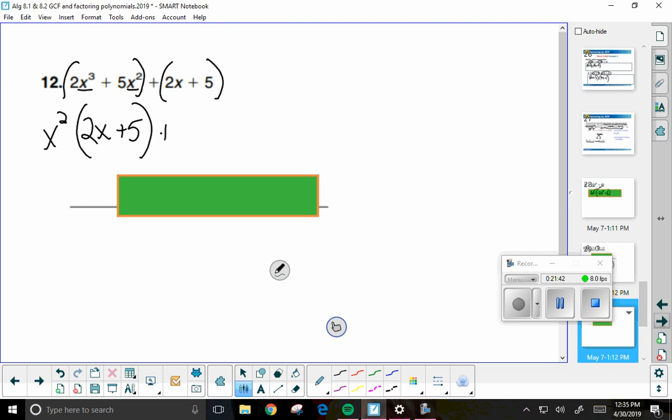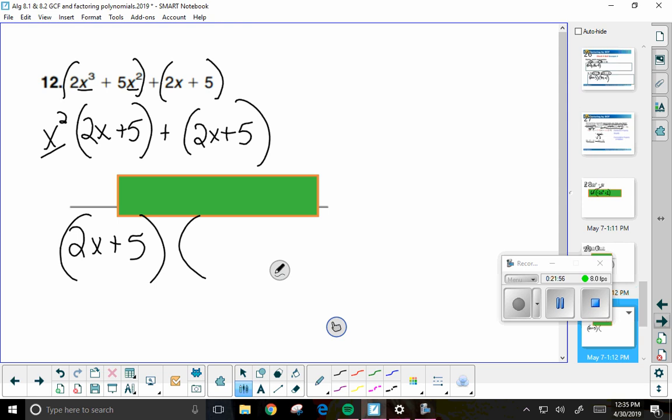Oh, look what I have here. It's a common binomial. So I will just pull out 2x plus 5 and multiply that by x squared plus what's really here that we don't write? Plus 1.